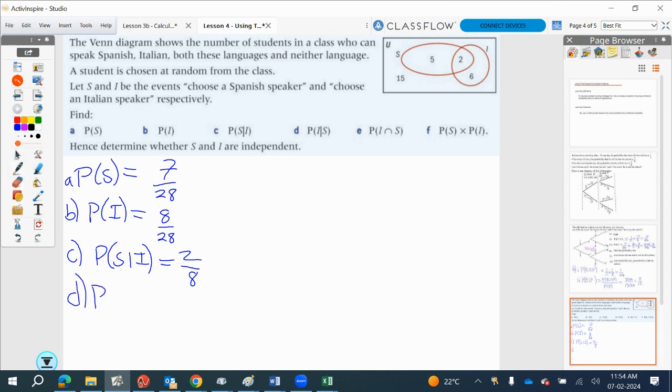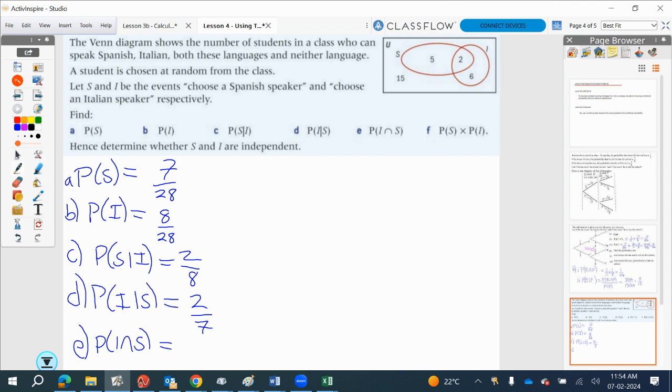We want the probability of I given S. Anyone else? Somebody else? 2 over 7. E. We want the probability of I intersection S.